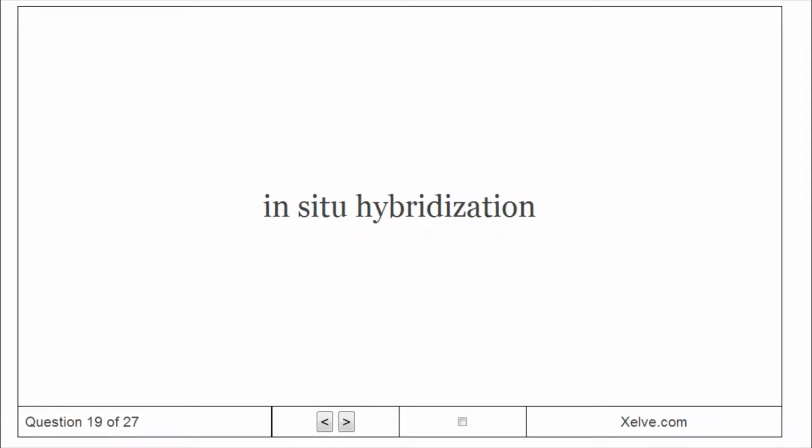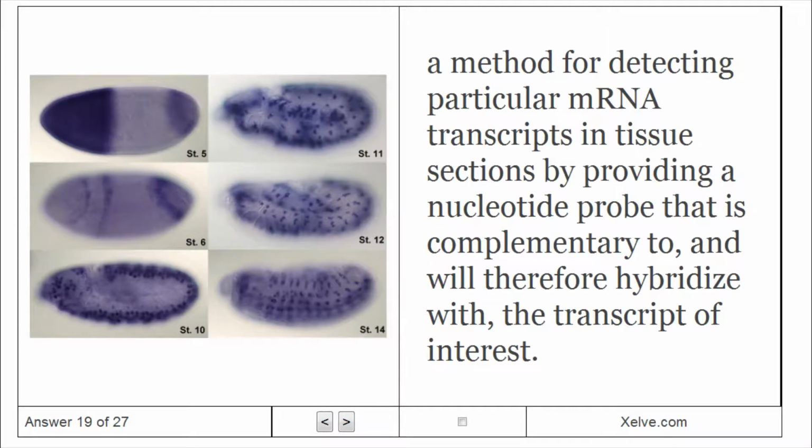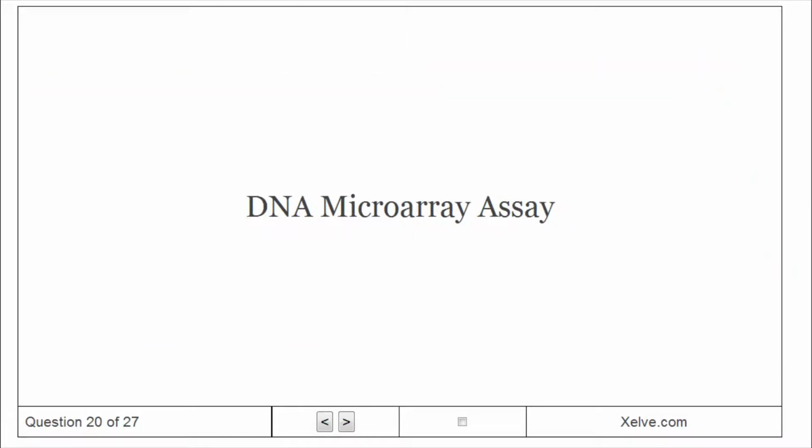In situ hybridization, a method for detecting particular mRNA transcripts in tissue sections by providing a nucleotide probe that is complementary to, and will therefore hybridize with, the transcript of interest. DNA microarray assay.